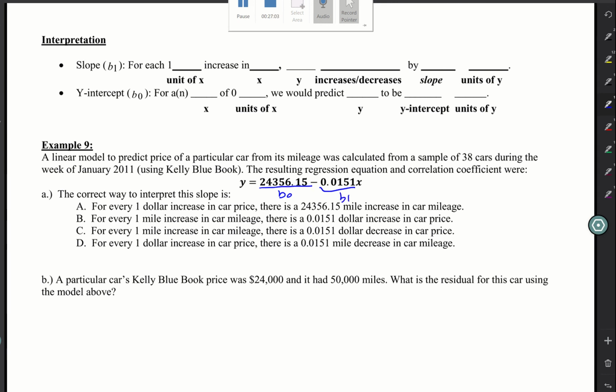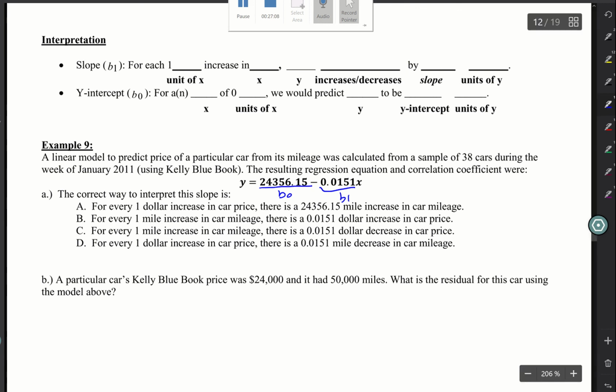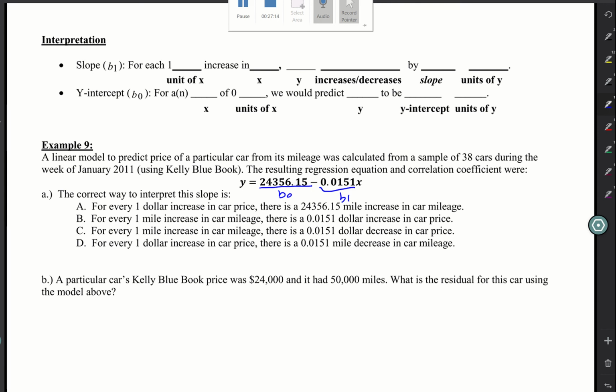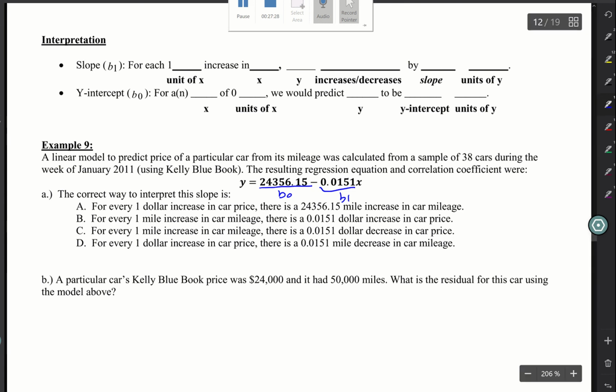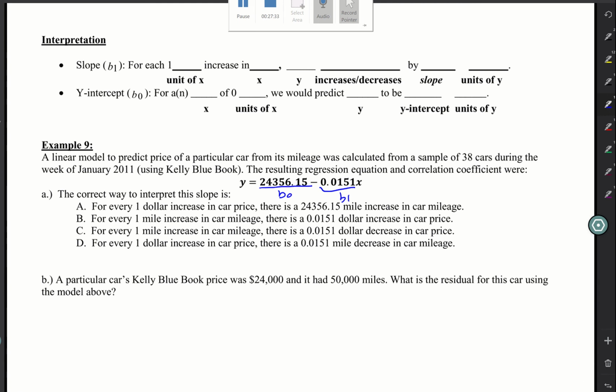We want to know what's the correct interpretation for the slope. So we're talking about predicting the price for the miles on the car. So what does that make y, and what does that make x? Is y the price or the miles? Y is the price and x is the miles. So we want to keep that in mind as we're going through. So for every $1 increase in cars, there is a 24,356.15 mile increase in the car mileage. Does that sound accurate? That doesn't make any sense.